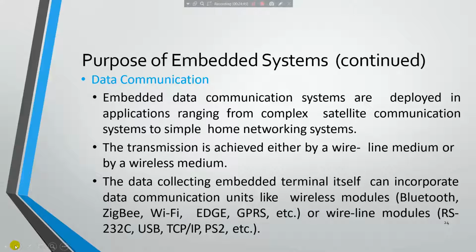If you speak about a wireless medium, there are a lot of modules available in the market: Bluetooth, Zigbee, Wi-Fi, EDGE, GPRS, and so on. When it comes to wireline modules, you can say RS-232 serial communication, USB communication, which is also serial communication, TCP/IP protocols, PS2 and so on.